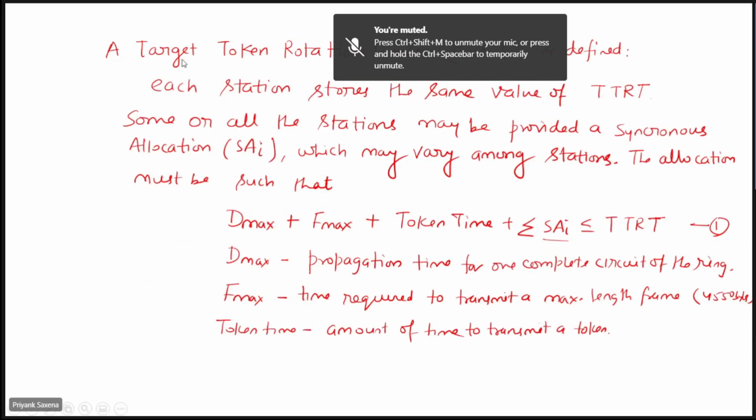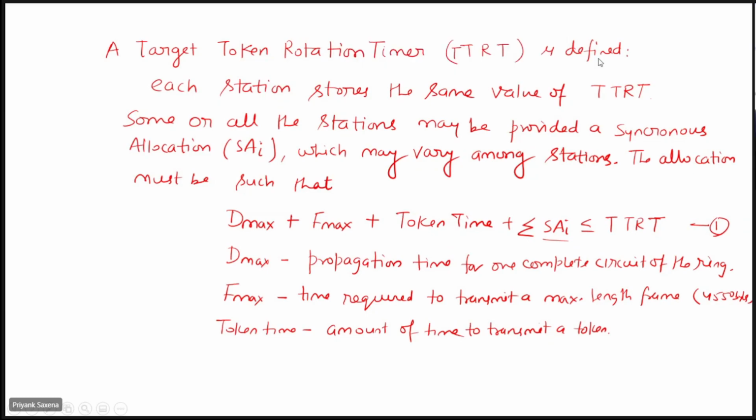So how does it work? A target token rotation timer is defined, and each station stores the same value of TTRT. Some or all the stations can be provided a synchronous allocation, which may vary among stations, right? The allocations must be such that Dmax plus Fmax plus token time plus synchronous allocation of all the stations will be less than TTRT.